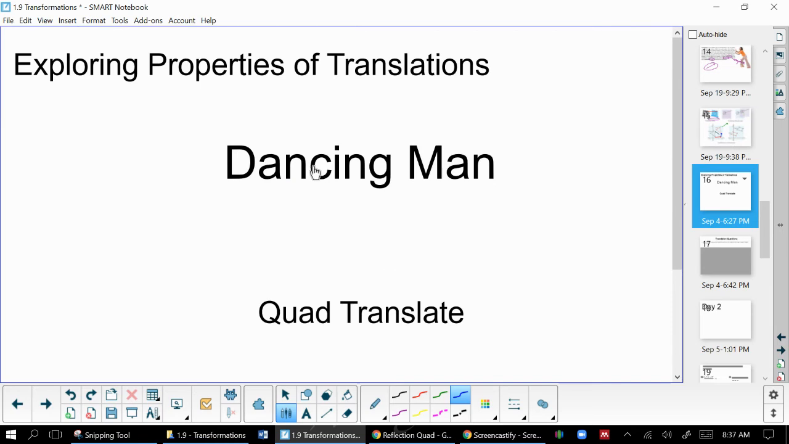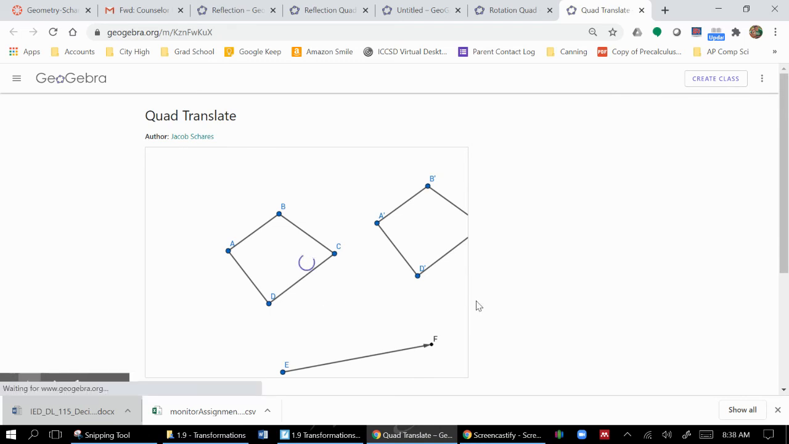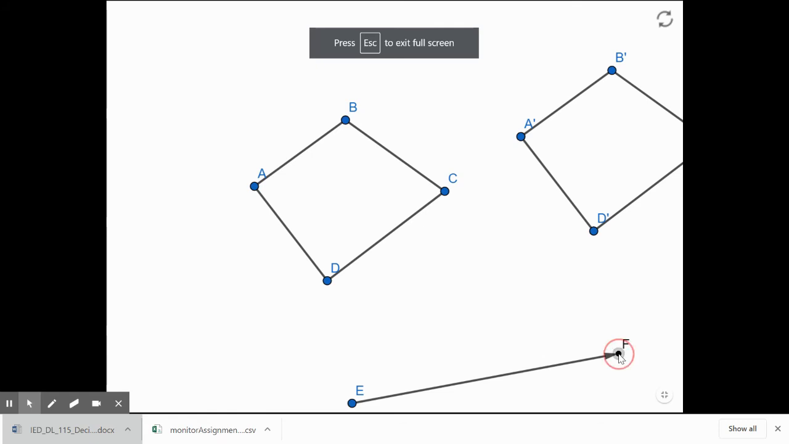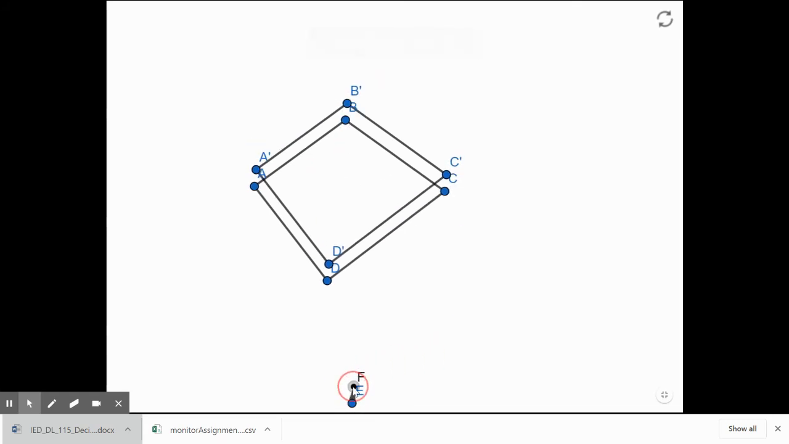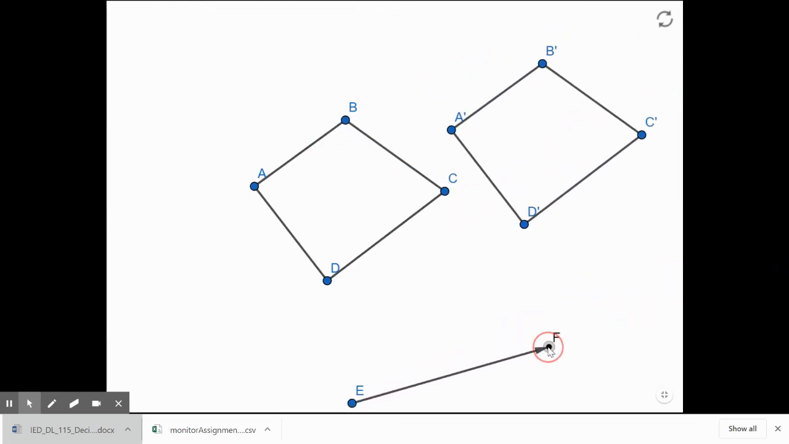So we can probably skip the dancing person here. Let's just go straight to the quadrilateral. I'm going to blow this up a little bit. So here we've got our translation vector. I can make it as short, if I get basically down to 0, it doesn't move, or as long as I want. I can make it go right off the screen.